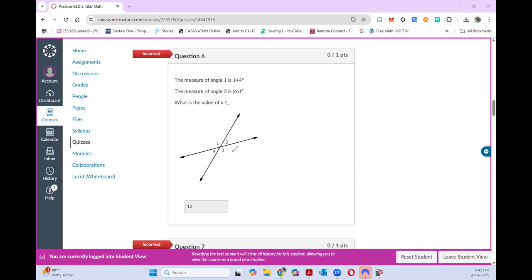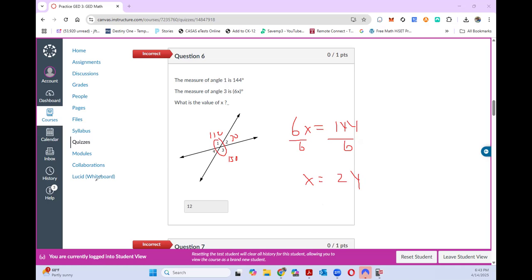What you've got to know is that a straight angle is 180 degrees. These are called vertical angles. That means these are going to be the same. For example, if this was 150, then this would be 30, but this is also a straight angle. This would be 150. So what happens is 6x equals 144. Divide both sides by 6, get x equals 24.